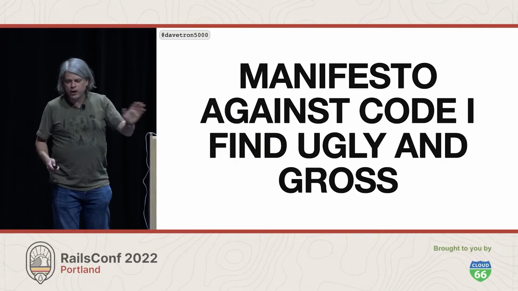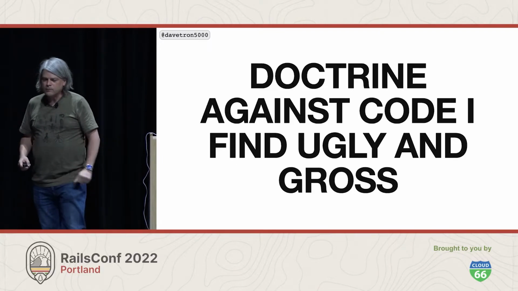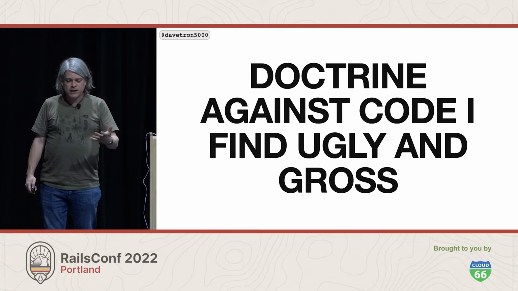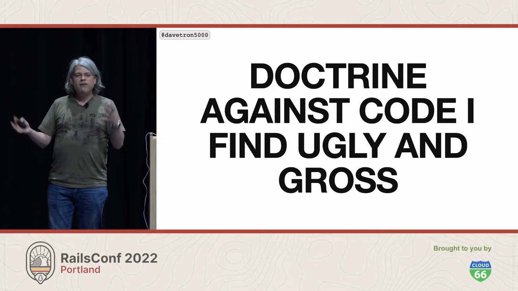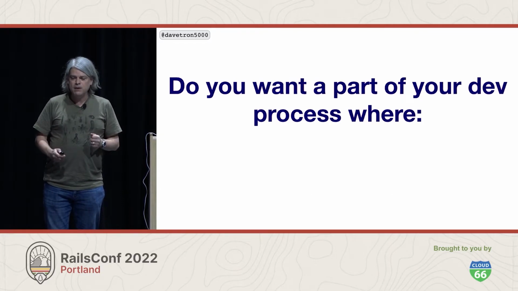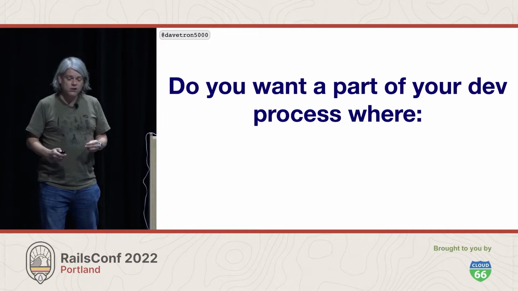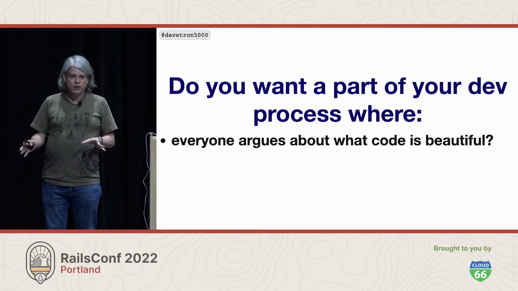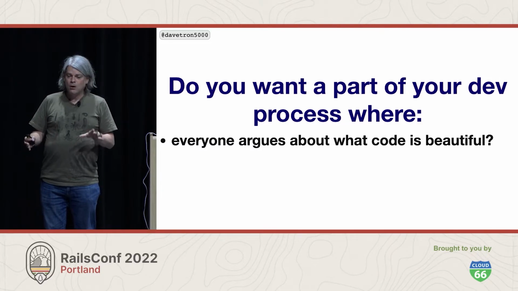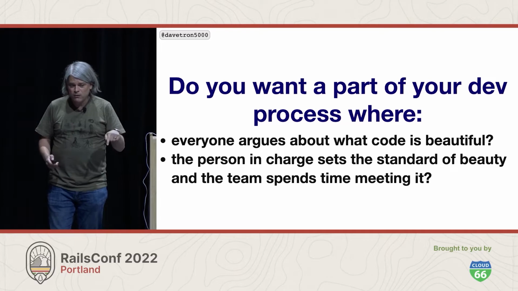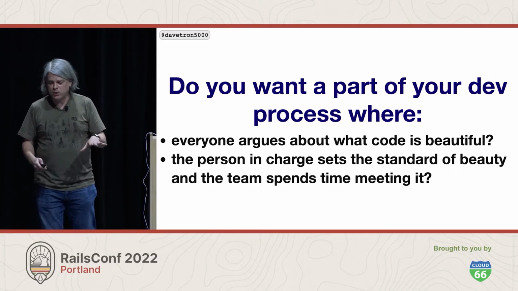Okay, so ugly code. Sorry, a doctrine against code that I find ugly and gross. I've gotta be honest, I don't have a lot of sympathy for this particular argument. If you were saying, we value beautiful code, what does that mean? That means that in your process for writing software, you've got to have a step before you ship where you argue about if the code is beautiful enough to ship. Right? Now, realistically, what happens is you've got one person in charge, and they set the standard of beauty, and then everyone else has to meet that standard of beauty.